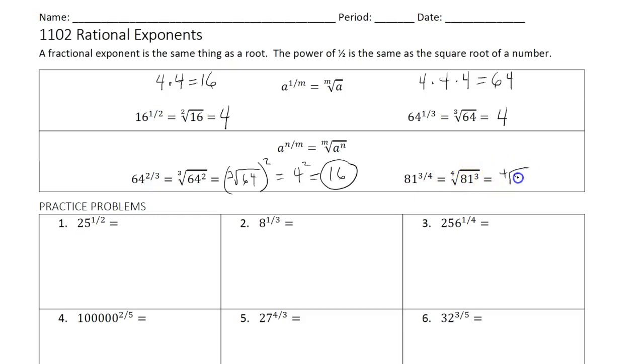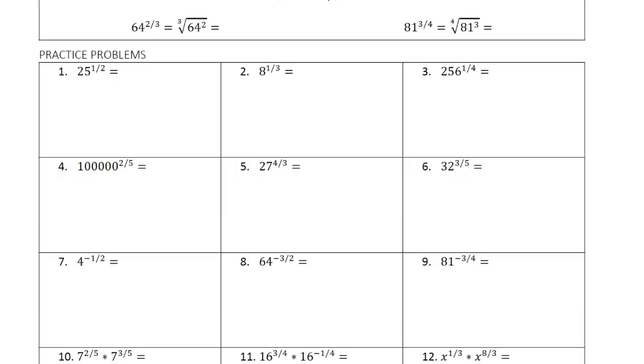In 81 to the 3/4, I could find 81 to the third first and then find the fourth root of the answer, but the easier way is to find the fourth root of 81 and then cube it. To find the fourth root, I use trial and error to find a number that multiplies by itself 4 times for 81. This is 3. 3 to the third power is 27.